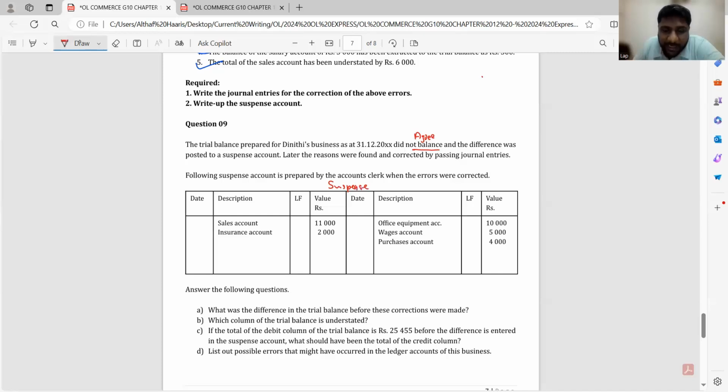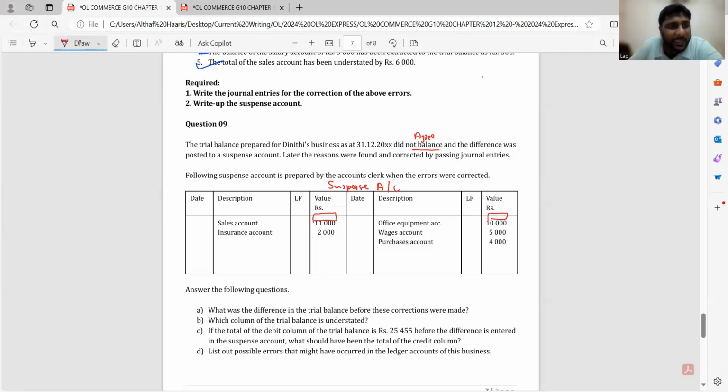They have already corrected by passing the journal entries. The following suspense account is prepared by the clerk when the errors were corrected. So they are clearly stating there was an opening balance in the suspense account.